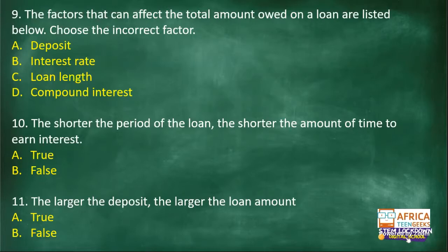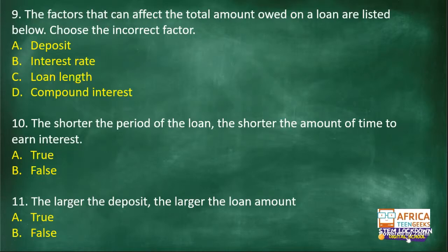But again, we realize that the shorter the period of the loan, the shorter the amount. Yes, that is true. If you take your loan for 5 years, the amount of loan that you'll pay will be lesser than if you take the same loan for a period of 20 years. So for a period of 20 years, you will pay more. But if you take a period of 5 years, you will pay less. So yes, the shorter the period of the loan, the shorter the amount of time to earn the interest.